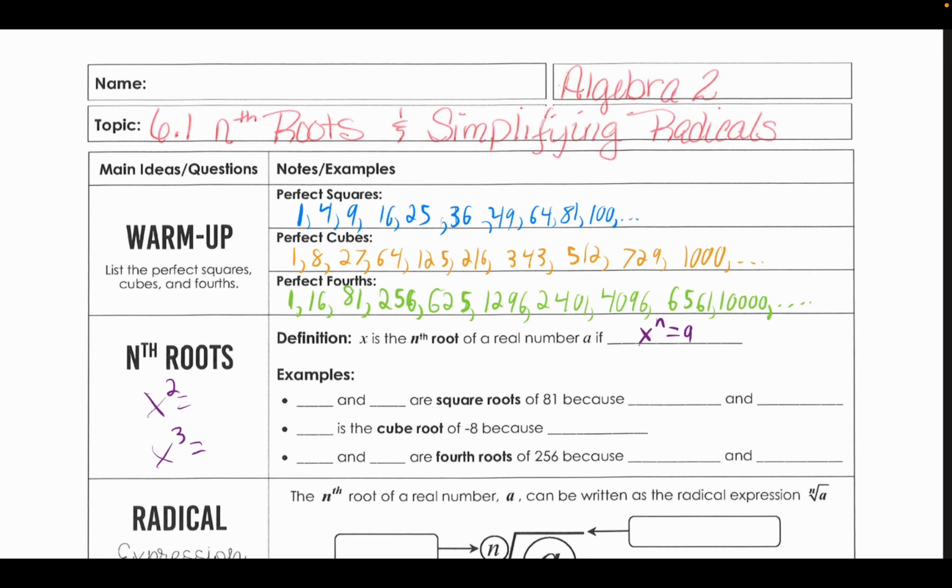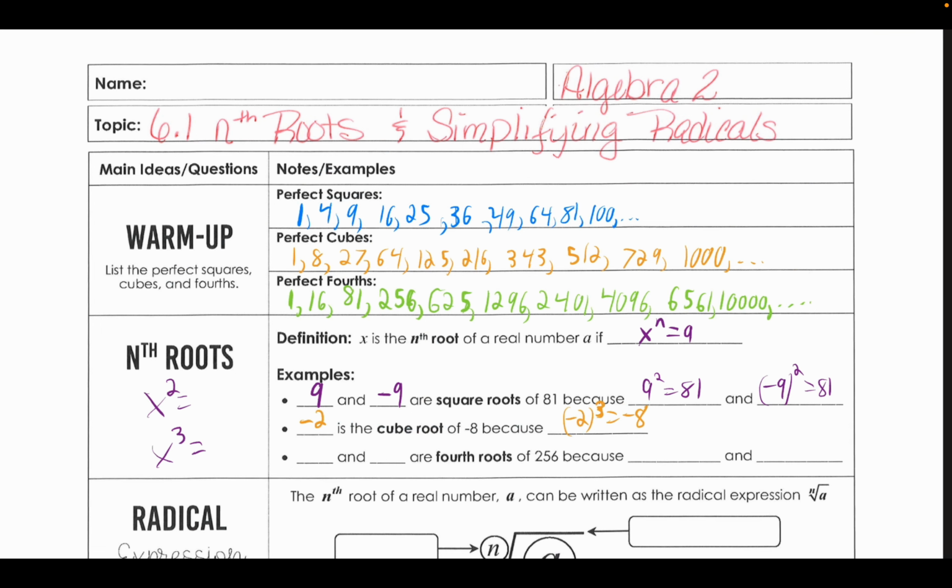So, for example, 9 and negative 9 are both square roots of 81, because not only is 9 squared 81, but negative 9 squared is also 81. The parentheses there are important because that tells you to do negative 9 times negative 9. Negative 2 is the singular cube root of negative 8 because negative 2 to the third power is negative 8. Now, there were 2 square roots for 81, but only 1 cube root for negative 8.